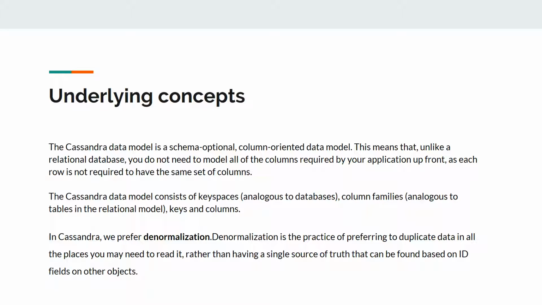Since there are no joins in Cassandra, if you need data from more than one table, you're going to have to perform more than one read query. But that's the relational way of doing things. In Cassandra, we prefer denormalization. Denormalization is the practice of preferring to duplicate data in all the places you may need to read it, rather than having a single source of truth that can be found based on ID fields on other objects.